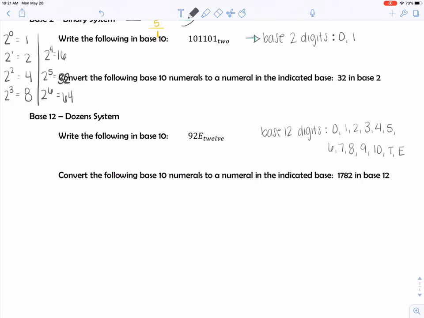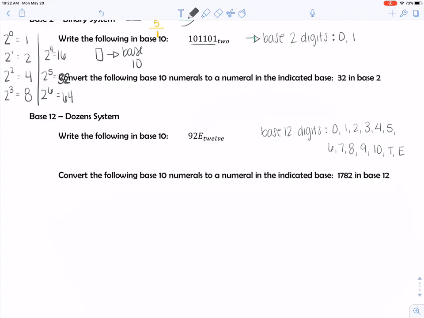So I've already written them over on the left-hand side, my 2 to the 0, 2 to the 1, 2 to the 2. I would recommend getting those copied down onto an index card or on a sticky note so that you can reference them when you're working through the homework. So what I'm going to do is take this number, 101101 base 2, and convert it to base 10.